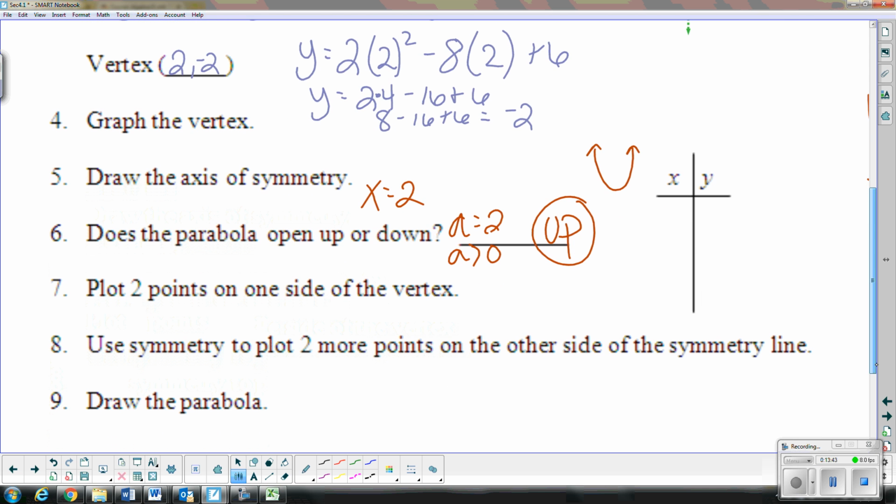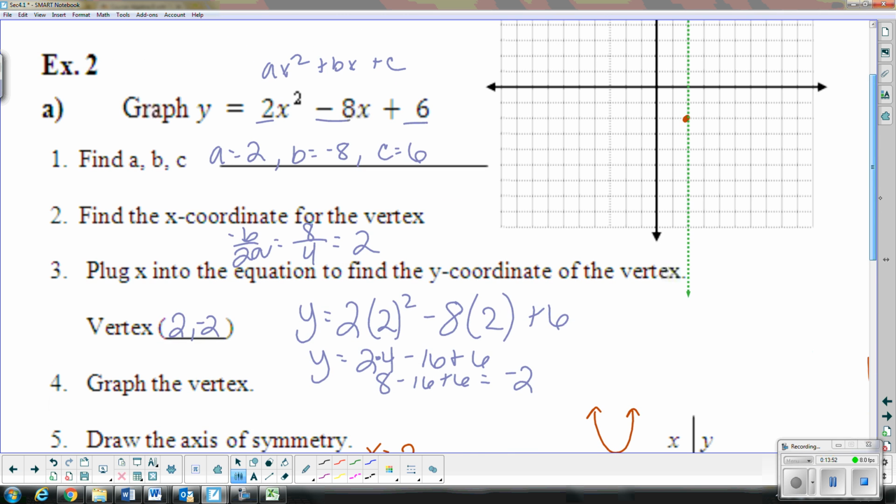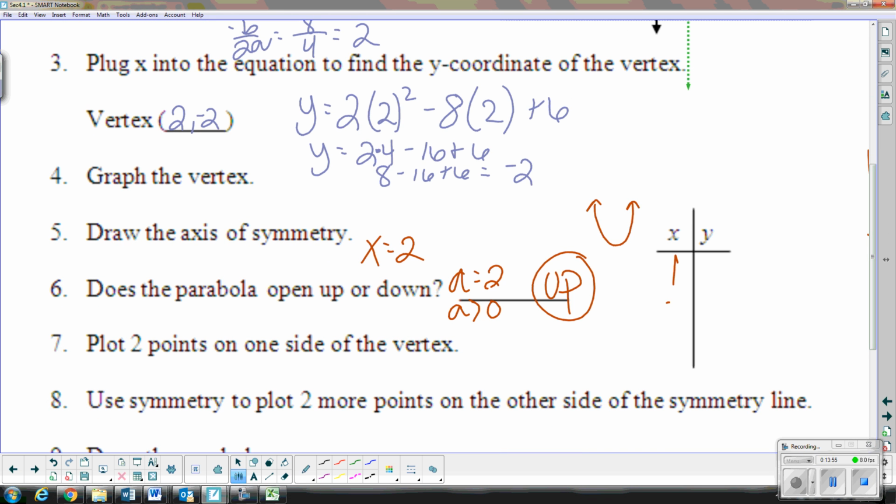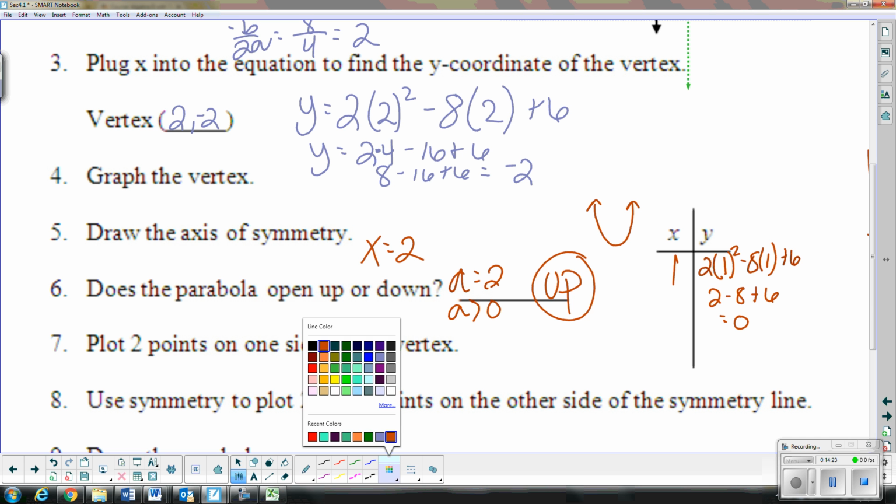Okay, and then the next step is to plot 2 points on one side of the vertex. So I'm going to do 1 and 0. Now you need to actually plug these values in. So 2 times 1 squared minus 8 times 1 plus 6. So that's 2 minus 8 plus 6, which is 0. So 1, 0, that's 1 point.